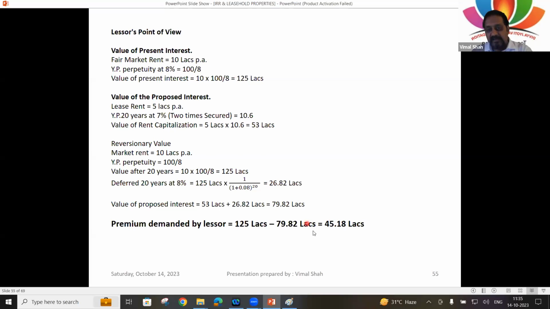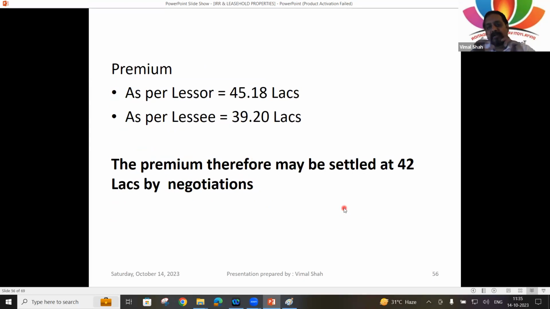As per the lessee, the premium should be 39 lakhs. From the lessor's point of view, it should be 45 lakhs. So you can settle the premium somewhere between 39 and 45 lakhs. Say we can have a premium of 42 lakhs by negotiation for this property. This is how we can fix the premium for a property. Anyone with any question?